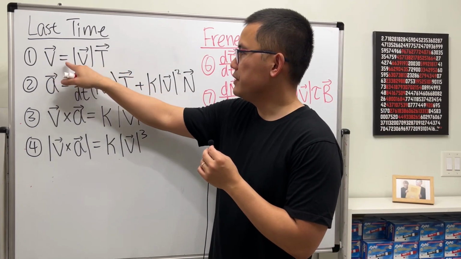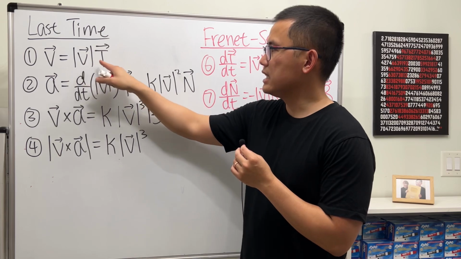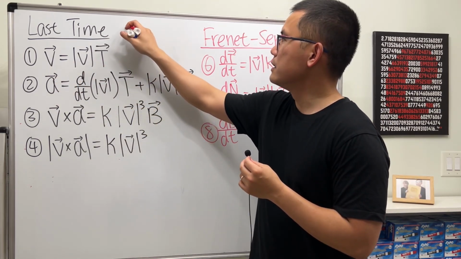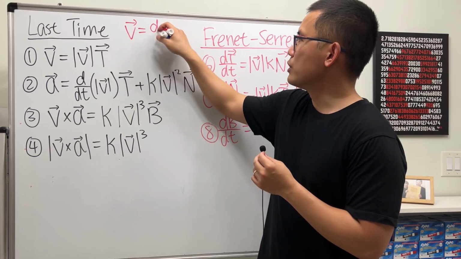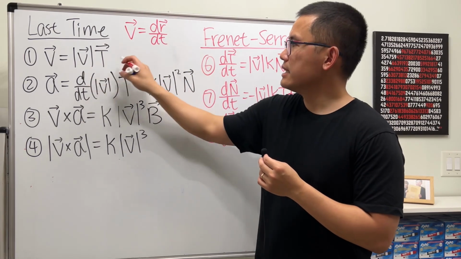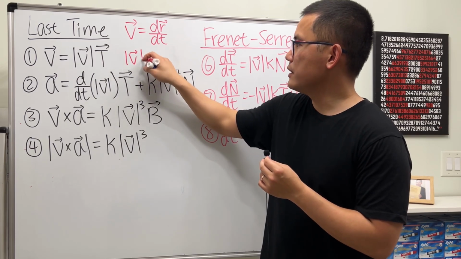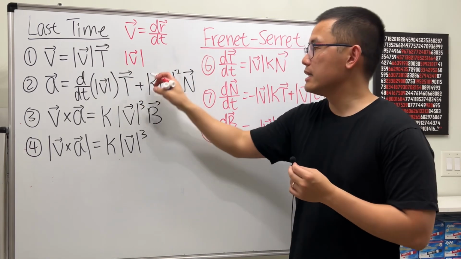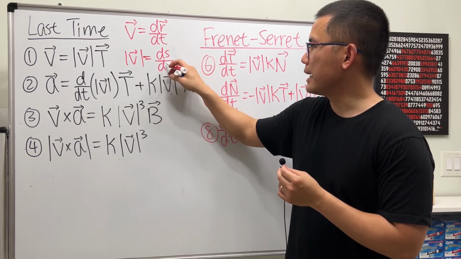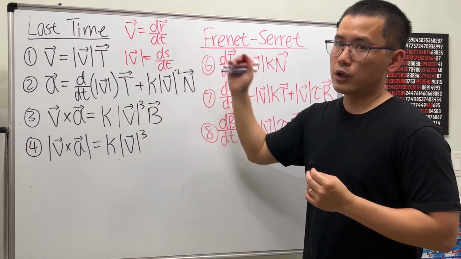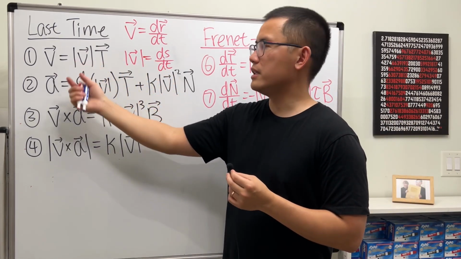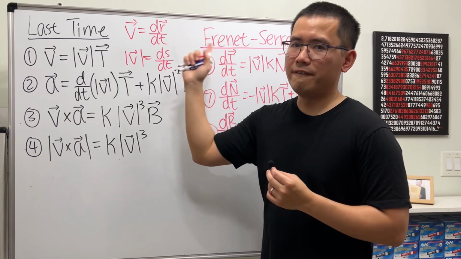The velocity is equal to the magnitude of the velocity times the unit tangent vector. And remember, for the velocity, this right here is the derivative of the position with respect to t, but the magnitude of the velocity, which tells you the speed, this is the derivative of the arc length s with respect to t. They are quite different. This right here, you can think about it as a quantity, but this right here is still a vector.